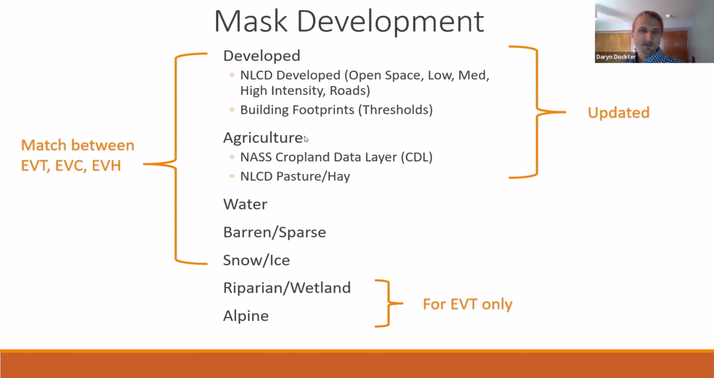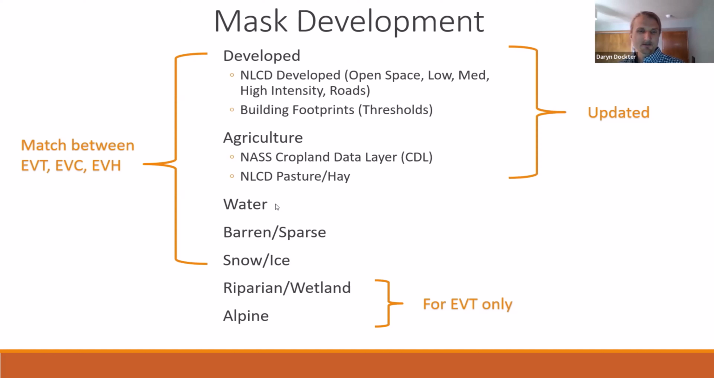For agriculture, we use the NASS CDL, cropland data layer, and then NLCD pasture hay in addition to that. So that developed and agriculture mask is updated for each new version of LANDFIRE that comes out. So we're going to be using the latest and greatest for the next update, LF22, that's coming out. Water, barren, sparse, and snow and ice do match as well between the vegetation products.